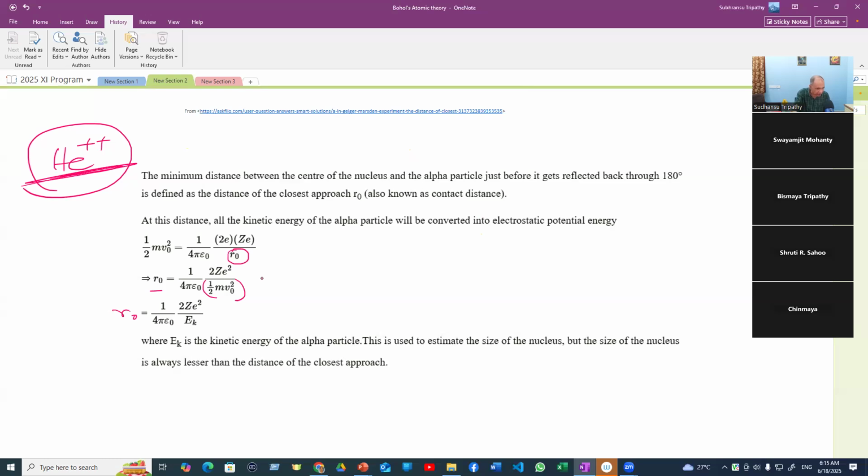So R naught is inversely related to the kinetic energy and directly proportional to the Z of the gold nucleus, and of course it is directly proportional to e square. e square is constant, 1.602 × 10^-19 coulomb, where EK is the kinetic energy of the alpha particle. This is used to estimate the size of the nucleus.